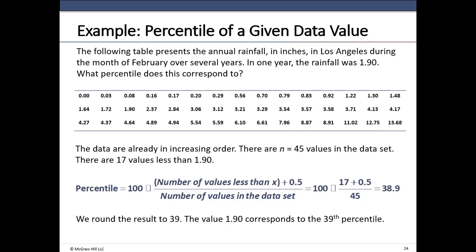So they want to find out what is the percentile for 1.9. There are 17 values which are less than 1.9 in the above data set. So 17 plus 0.5 is 17.5 divided by the total number of data points, which is 45, and then multiplied by 100 gives you 38.9, and we round the result to 39. What does it mean? 1.9 is in the 39th percentile position. That is, 39% of the numbers are below 1.9, and 100 minus 39, 61% of the numbers are above 1.9.